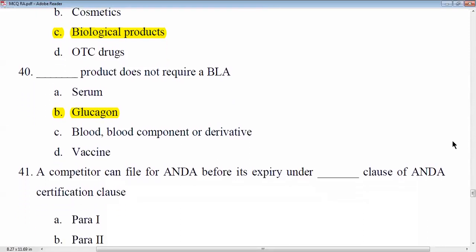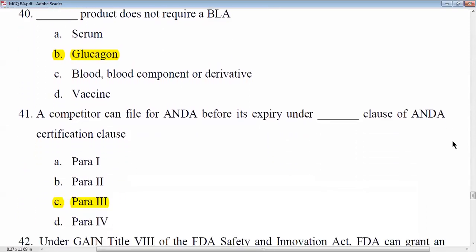Next multiple choice question is: dash dash product does not require BLA. Option A is serum, option B is glucagon, option C is blood component or derivative, option D is vaccine. So the correct answer is glucagon. Glucagon product does not require BLA.